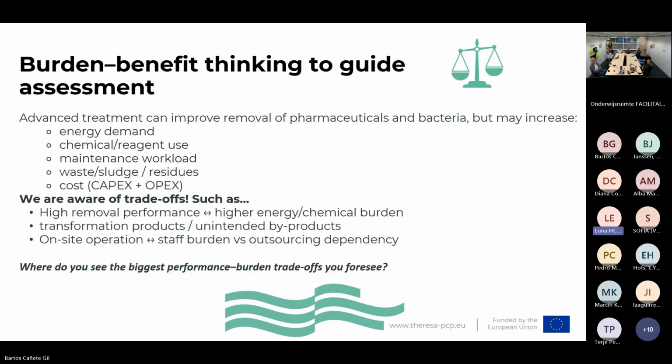So what we're trying to do here is that we are aware of all these trade-offs, and what helps us guide our assessments is benefit-burden thinking. So we will look at both the added value, as Isabella mentioned, in terms of environmental added value, and what are the benefits socially, economically, but also the burdens. And we can see in the assessment later on how this will be balanced.